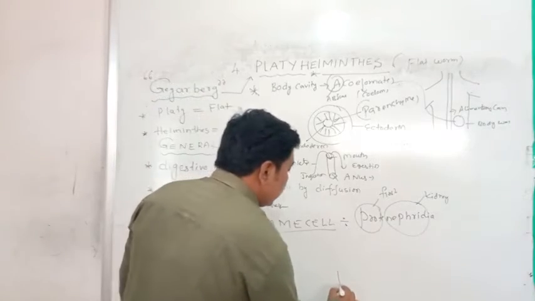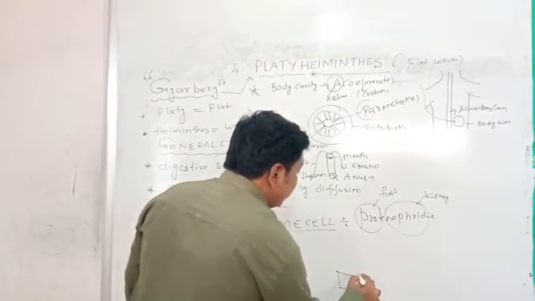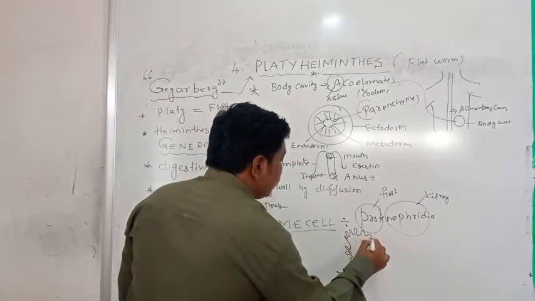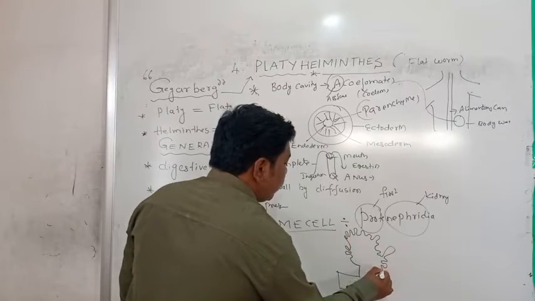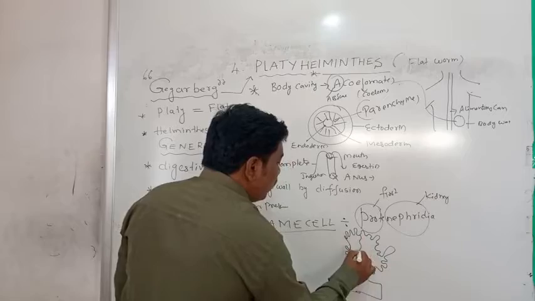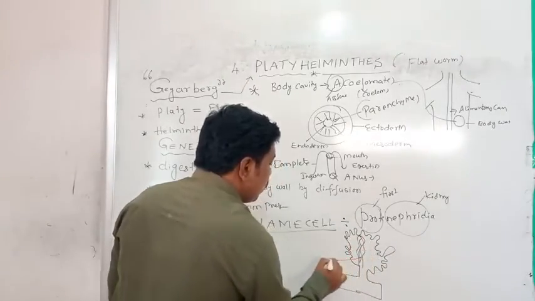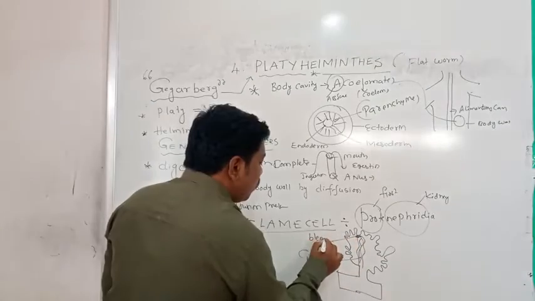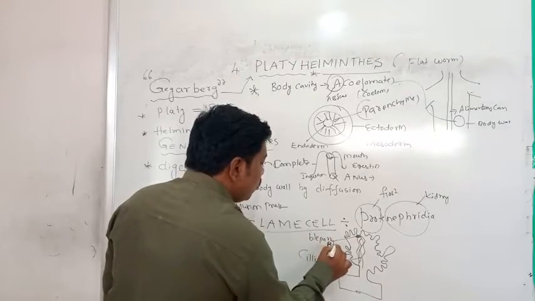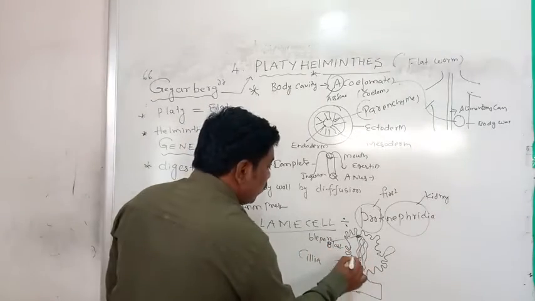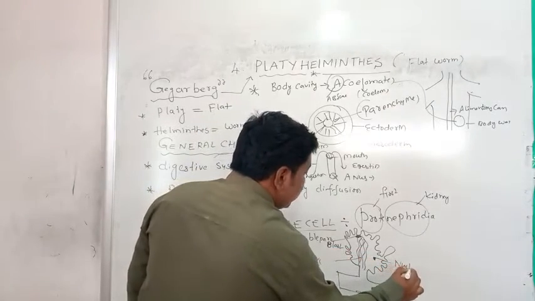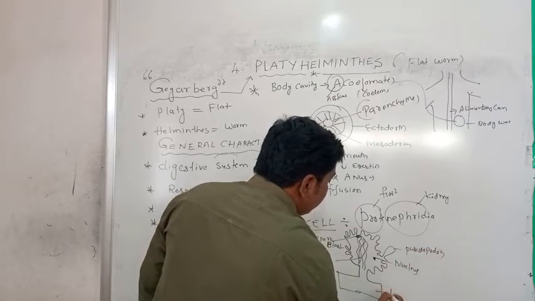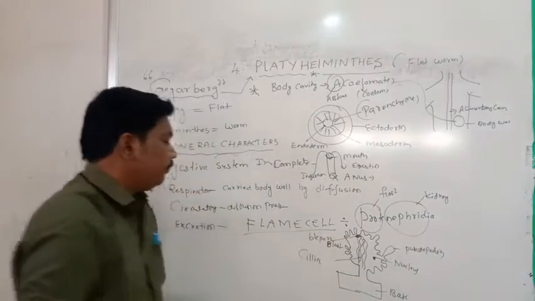So why is it known as flame cells, beta? You have to see here, I am making a diagrammatic representation of this flame cell, right? So this is the flame cell. This is the cilia. You have to see here, this is the cilia, this is the blepharoplast. This is the nucleus, this is the pseudopodia, right? And this is the base of the flame cell.